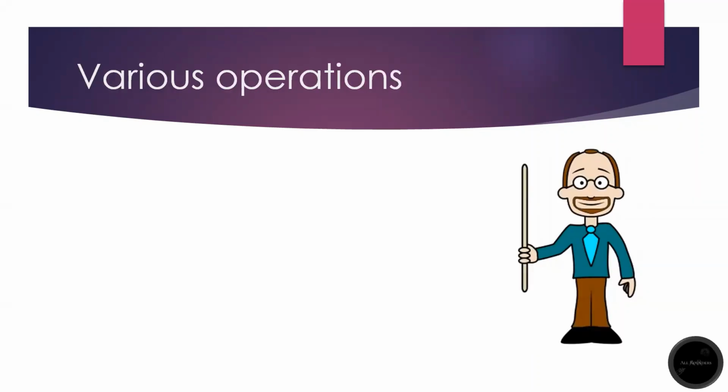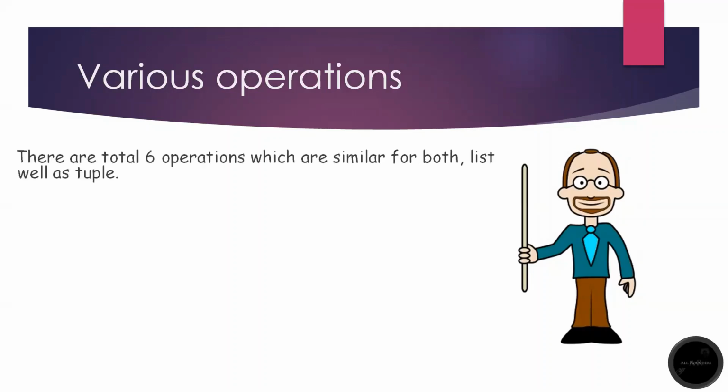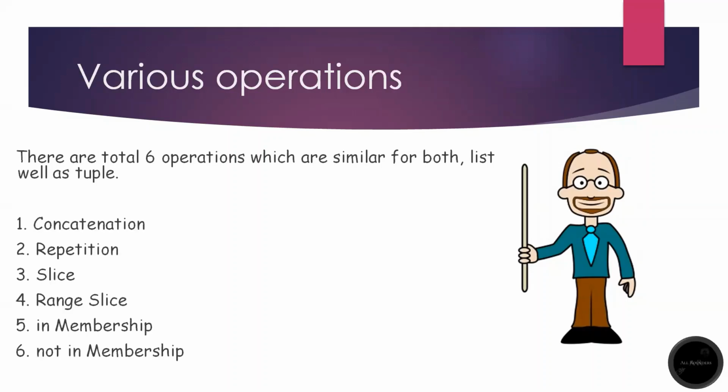So guys, here we have the various operations on lists and tuples. There are a total of 6 operations which are familiar to us and which are similar for both the list as well as the tuple. So here are these operations. First we have concatenation, then repetition, then slice, then range slice, then in membership, then not in membership. Guys, I am not telling you about these operations because I have already explained them in detail in the previous video, so you can go there and check it out.